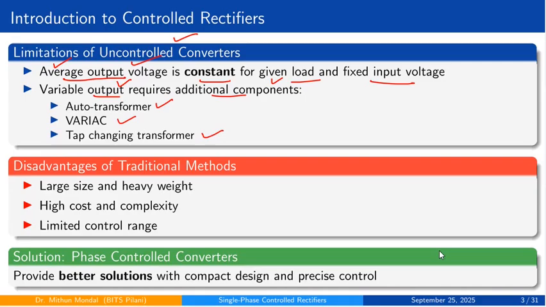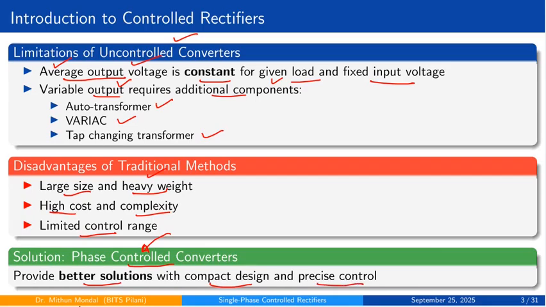The disadvantage of these traditional methods of obtaining a variable output voltage is that they use different devices which make the system large in size and heavy in weight. Cost obviously will increase with the equipment, and the complexity will also increase, and this will be limited over a particular control range. So in order to solve this problem, we will focus on the control rectifier, which provides a better alternative with a compact design and precise control.